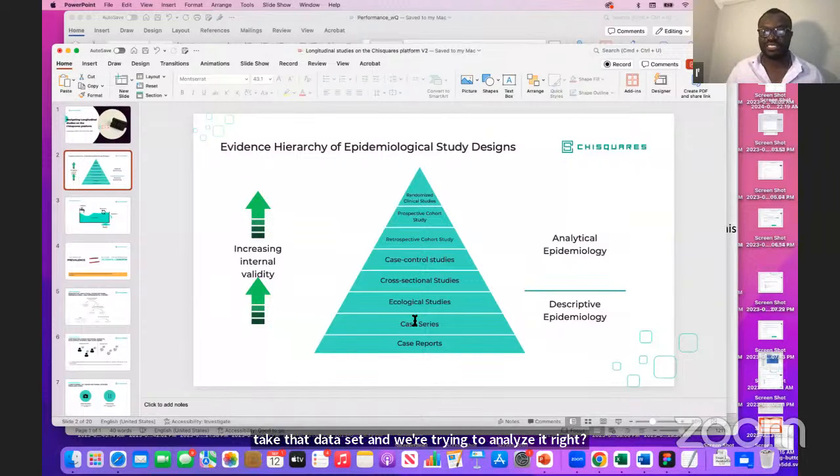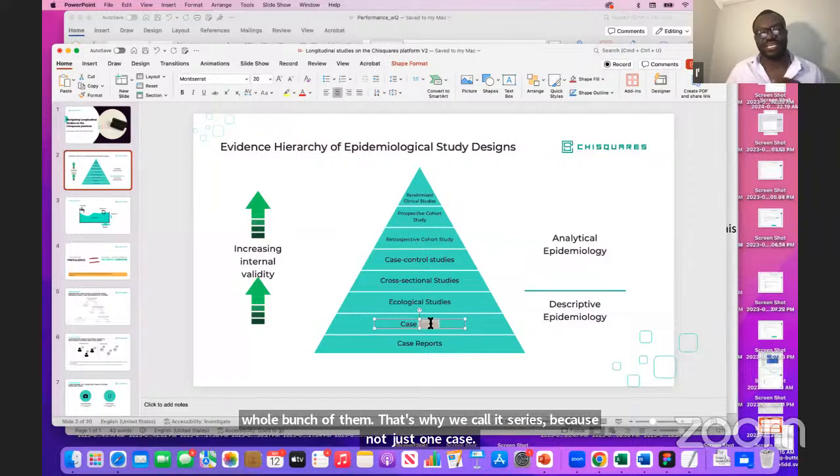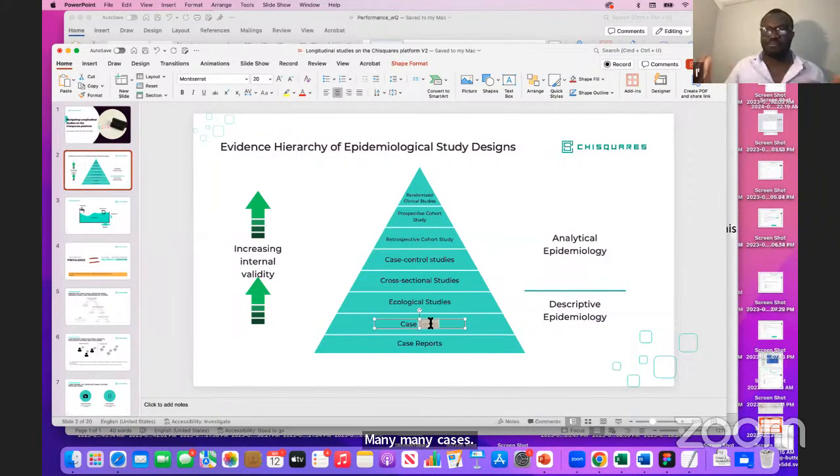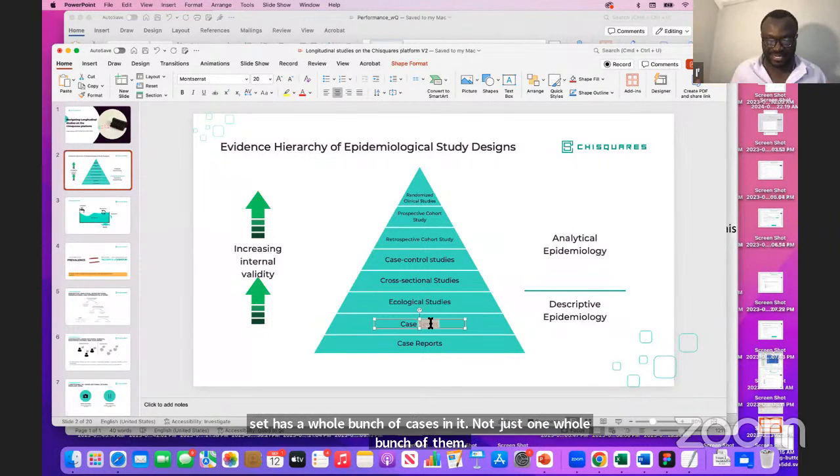It's a case series because it's a data set that has cases, a whole bunch of them. That's why we call it series, because it's not just one case. There are many, many cases. And we're trying to see, oh, what factors are associated with a mild case of COVID-19 or a serious case, or what factors are associated with actually mortality from COVID-19, right? So in that case, that's a case series. Why? Because our data set has a whole bunch of cases in it, not just one, a whole bunch of them. Only people who have COVID are in that data set.